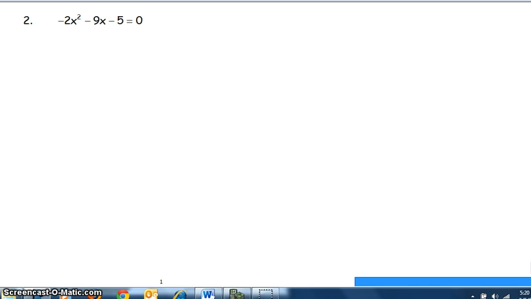So our second example, negative 2x squared minus 9x minus 5 is equal to 0. Again, I'm going to expect two answers. Since the highest exponent that I see is a 2, to find them, in y1, I'm going to put the left side of my equation, negative 2x squared minus 9x minus 5. In y2, I'll put the right side of my equation, and that will be 0.